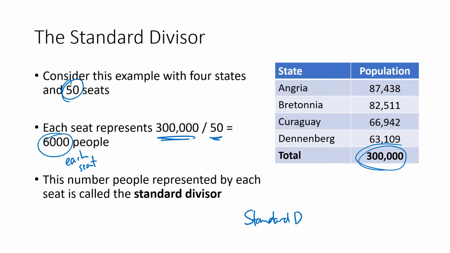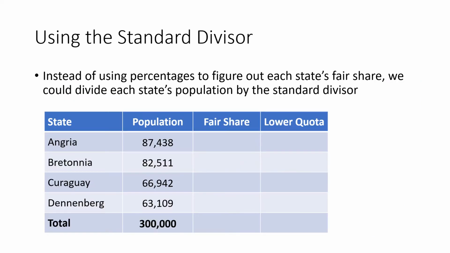So the standard divisor, we've got a little formula here. The standard divisor is the total population of the whole country, not just of an individual state, but the total population of the entire country, divided by the number of seats. When we do that, that tells us how many people are represented by each seat. So instead of using percentages like we did with Hamilton's method, we can use the standard divisor to figure out the fair share for each state.